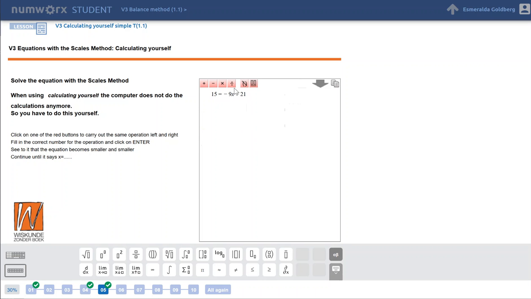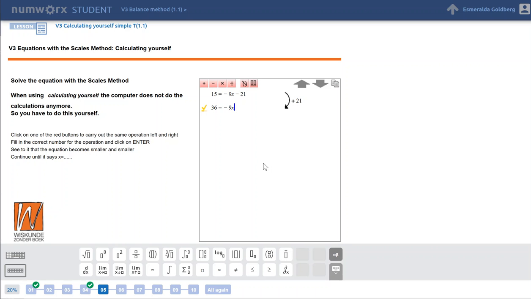If we want to leave x on the right hand side, then we need to get rid of minus 21 on the right hand side. And we do that by doing plus 21. Whatever we do on one side, we have to do on the other side as well. So 15 plus 21 becomes 36. And that's equal to the minus 9x we still have left over on the right hand side.